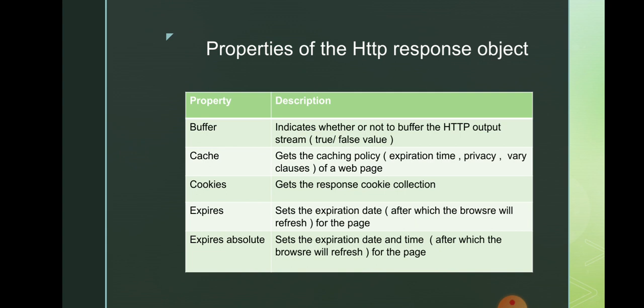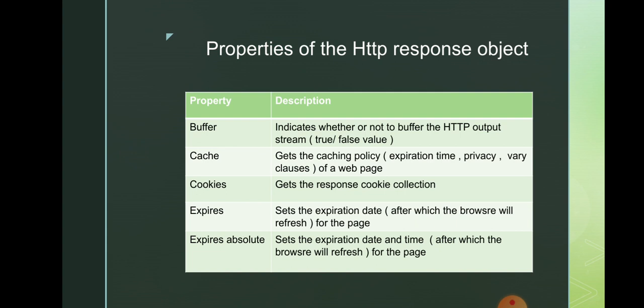First property is buffer. It indicates whether or not to buffer the HTTP output stream. It specifies a true or false value, that is a Boolean type value. Next, cache. Cache means gets the caching policy. Caching policy includes expiration time, privacy, and vary classes of a web page. Next, cookies. Get the response cookies. The HTTP request object also consists of a property cookies, which helps to get the request cookies. Here it gets the response cookie collection.